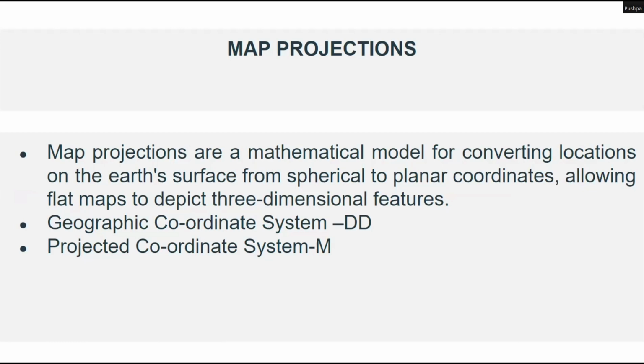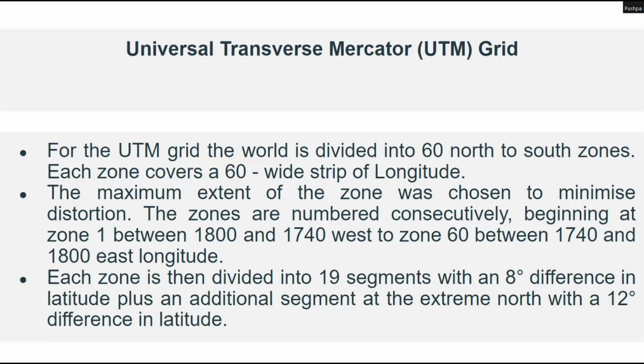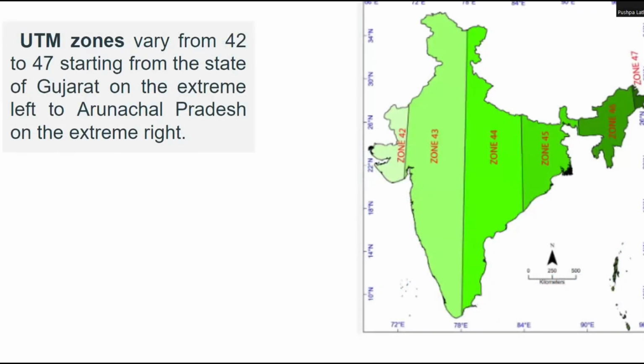The unit for the geographic coordinate system, or GCS, is DD, decimal degrees, and for the projected coordinate system we use metric units. We can measure in meters, hectares, or something similar. Here I'll be explaining the UTM. The UTM grid is divided into 60 north-to-south zones. Each zone covers a 6-degree wide strip of longitude, so each zone's longitude distance is 6 degrees. So this is the UTM zone of India.